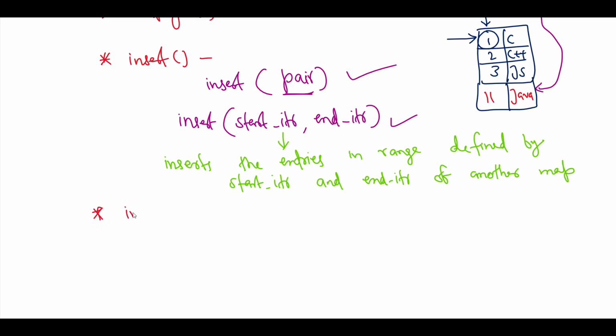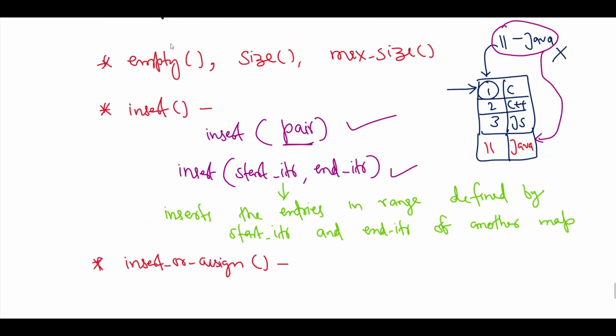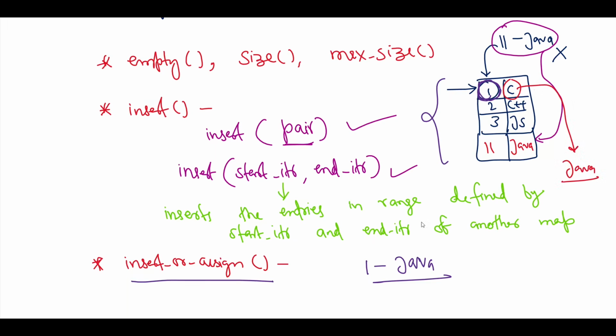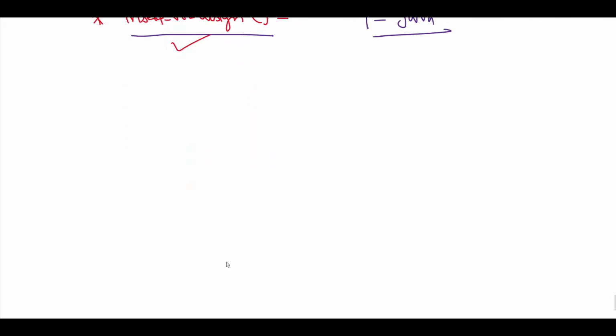Now there is one more function which is insert underscore or assign. So it works exactly as insert except that if the given key is already present in the map, its value will be modified. So suppose in this case, if we pass 1 and Java, so insert or assign is going to search 1 here in this map, and if it finds 1, as we have already found 1 here, it will change this C to Java, right? So this is function of insert or assign. Clear?